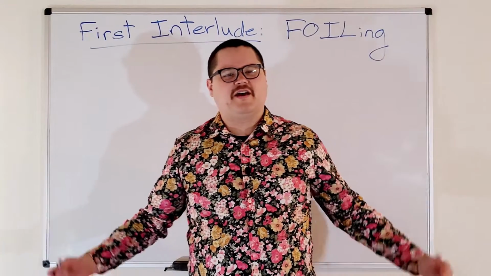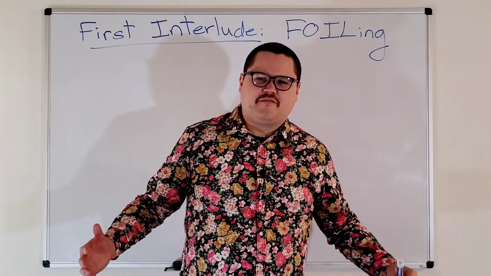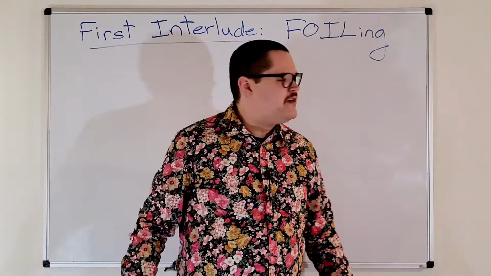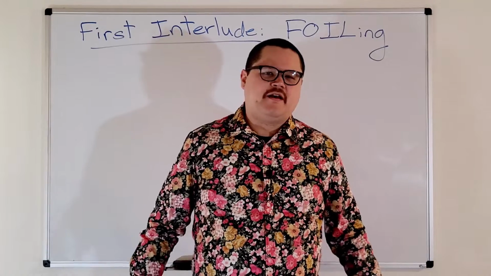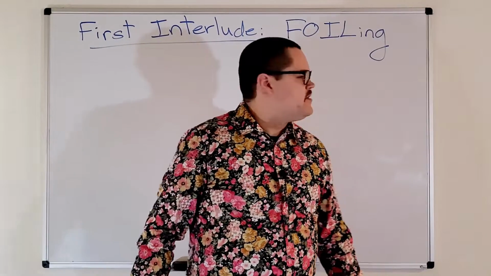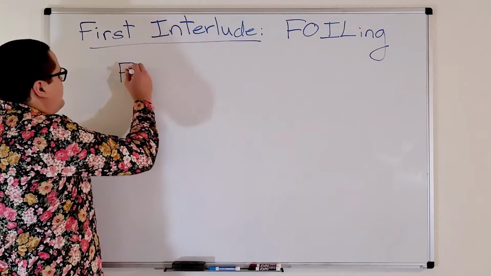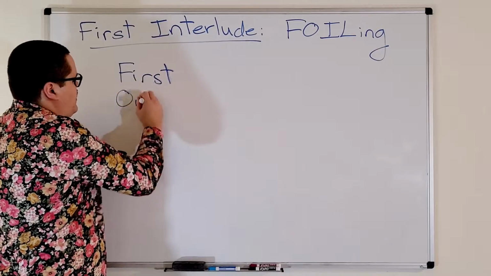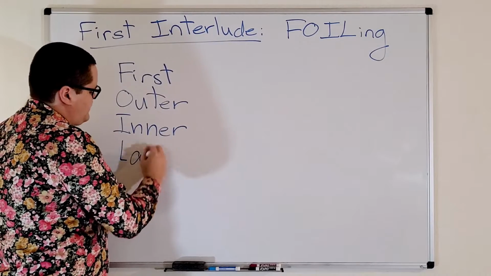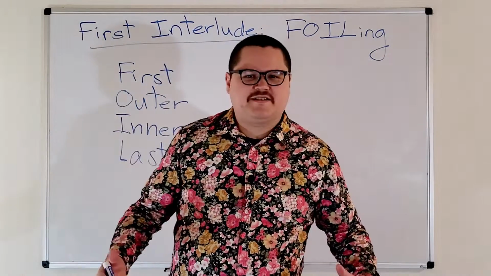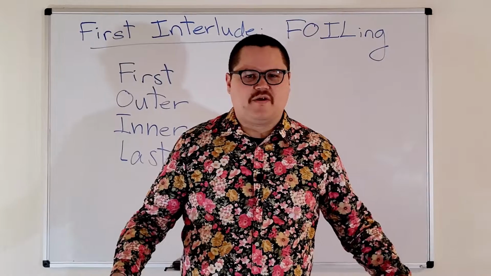But first, a brief interlude. Foiling. This should be a review, but it can be helpful. So the word FOIL is an acronym. That's a word where the letters stand for stuff. So in the case of FOIL, the letters stand for first, outer, inner, and last. So this is a reminder that helps us when we're simplifying the product of 2 binomials.